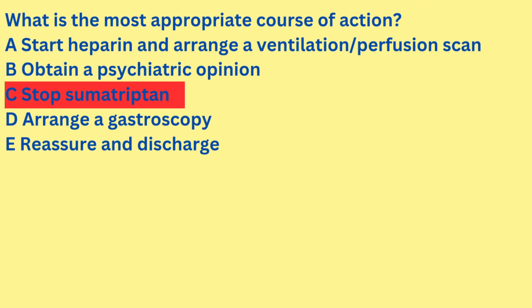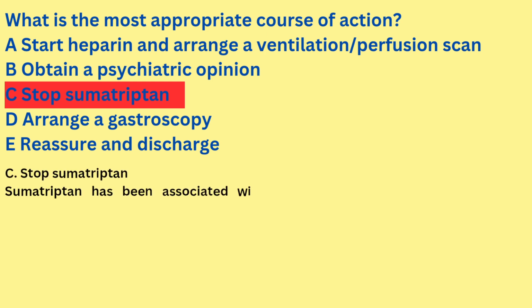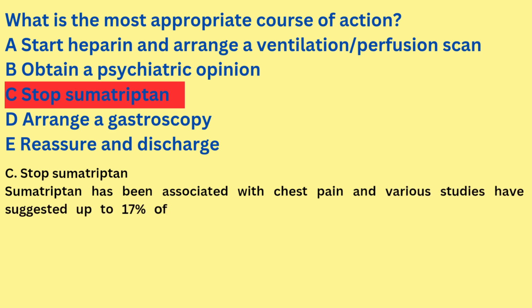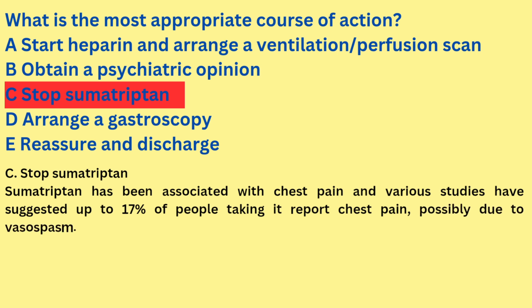Correct answer is C. Stop sumatriptan. Sumatriptan has been associated with chest pain, and various studies have suggested up to 17% of people taking it report chest pain, possibly due to vasospasm.